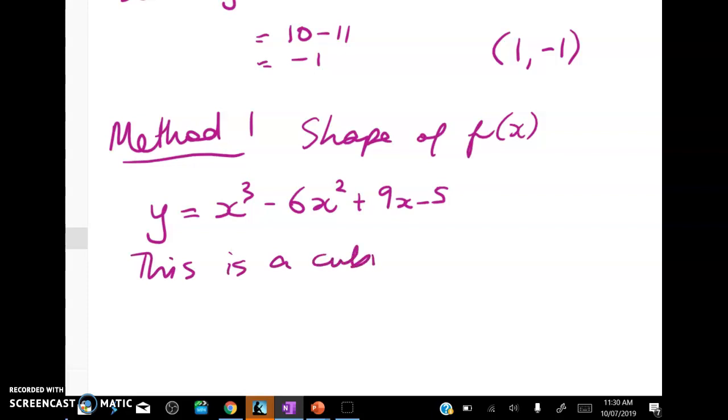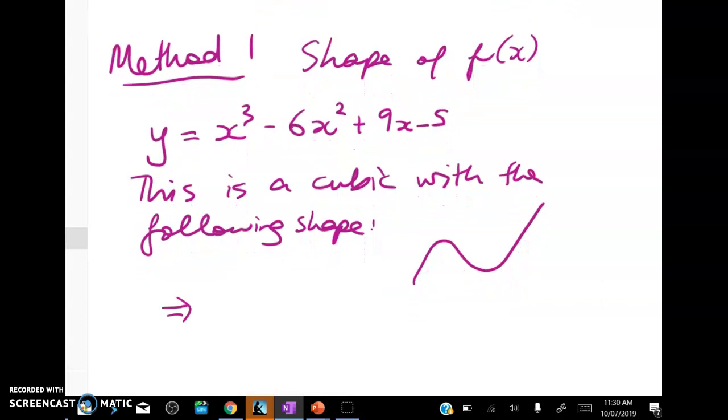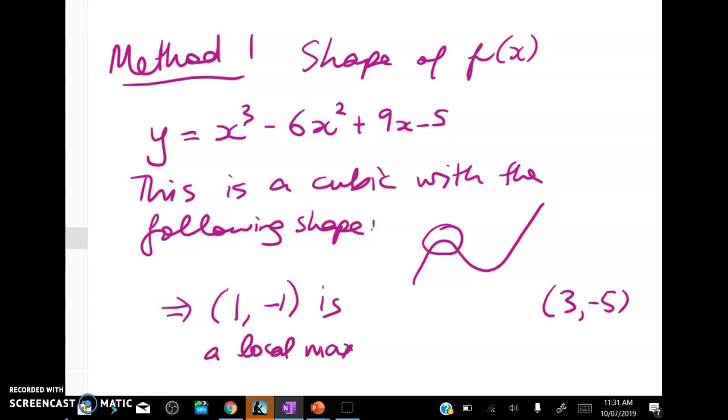This is a cubic with the following shape. So it goes like that, whoosh like that. Therefore, this one here is (1, -1), and the other one is at (3, -5). So we can see that (1, -1) is what we call a local maximum, and (3, -5) is a local minimum.